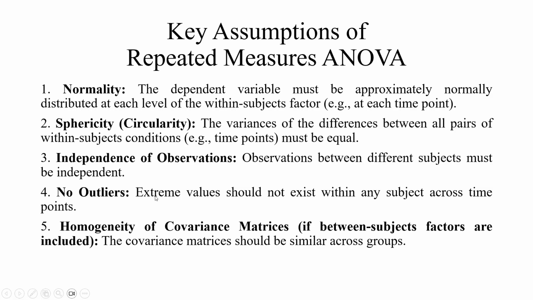No outliers. Extreme values should not exist within any subject across the time points. Homogeneity of the covariance matrices. That is, if between subject factors are included, then the covariance matrices should be similar across the groups.